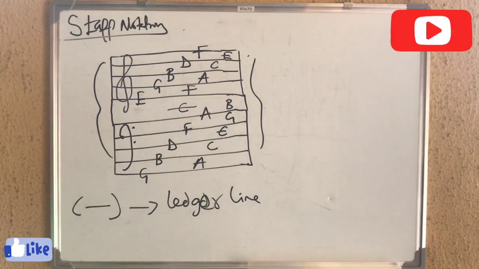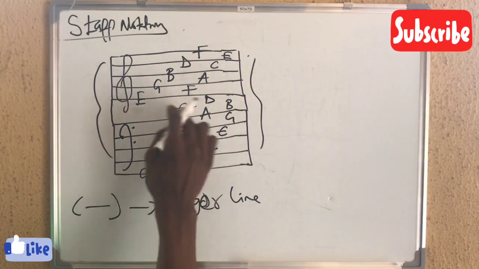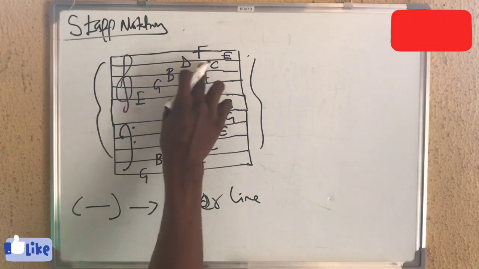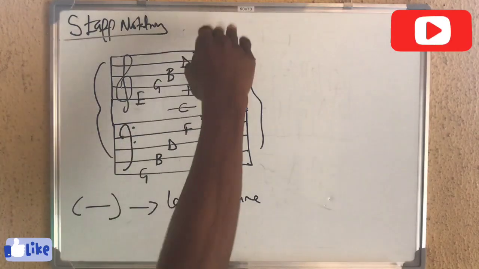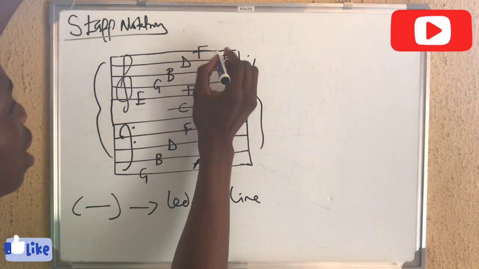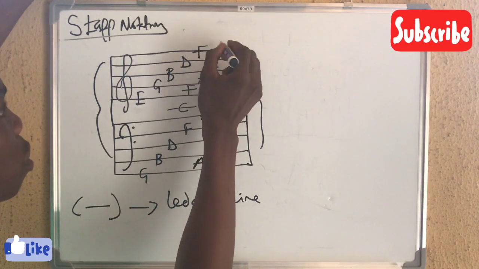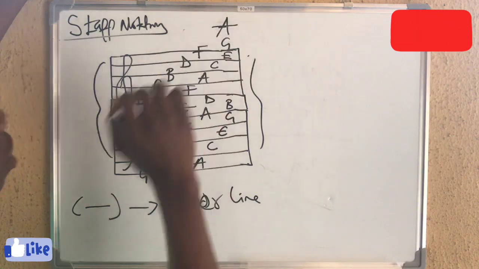So after C comes D. D should be on the space. D is in our space now. Then we'll have E, which is on the line. F, G, A, B, C, D, E, F, and so forth. Then let's complete. Let's just move forward a little. Then we have F on the line here at the end of the space. Then the next note should be G, which is on the space. Then the next note should be A, which is on the line.